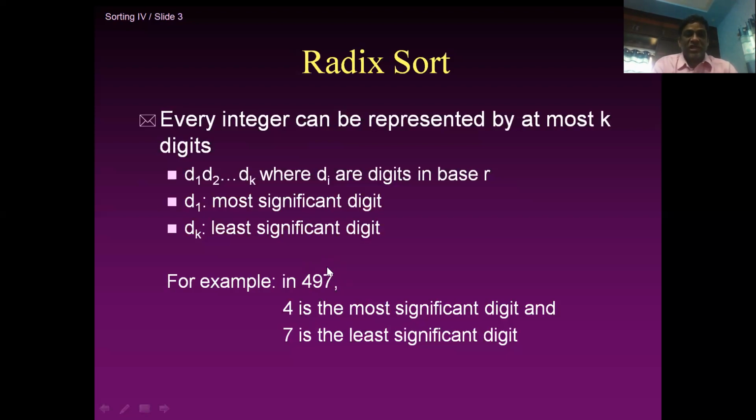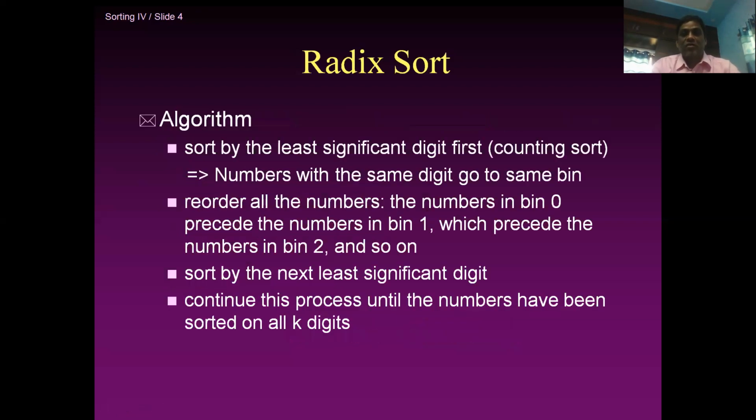So this is the least significant digit, this is the next least significant digit, and this is the most significant digit. You can view any number, any integer, like this. So d1 is the most significant digit, and dk is the least significant digit. Now after viewing an integer like this, how does Radix sort work?